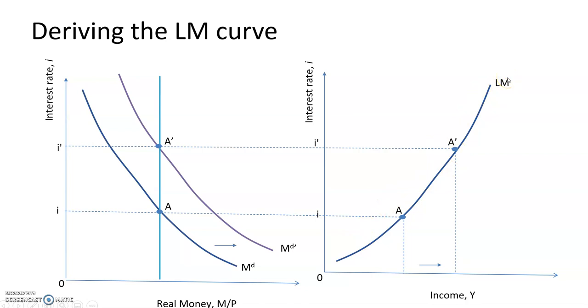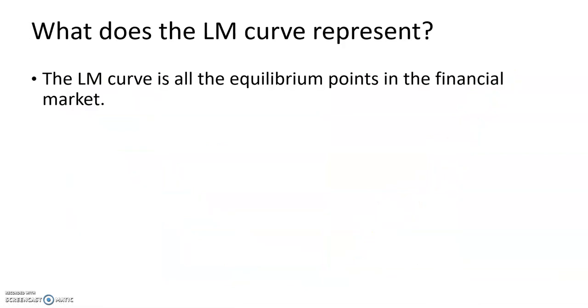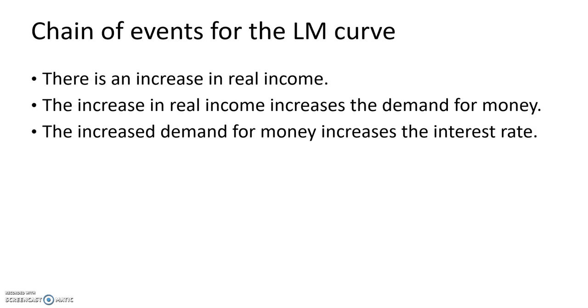What does the LM curve represent? So the LM curve is all the equilibrium points in the financial market. Chain of events for the LM curve. There is an increase in real income. The increase in real income increases the demand for money, and the increased demand for money increases the interest rate.